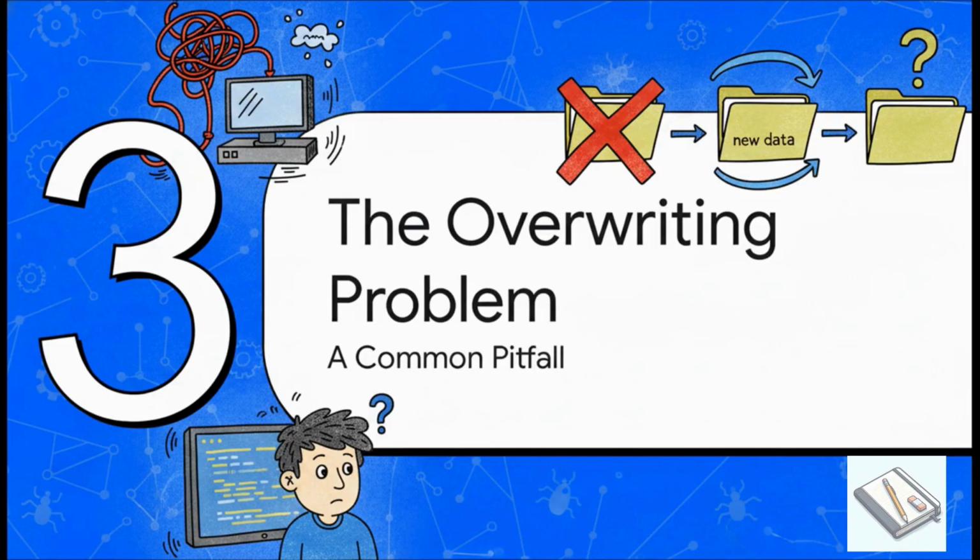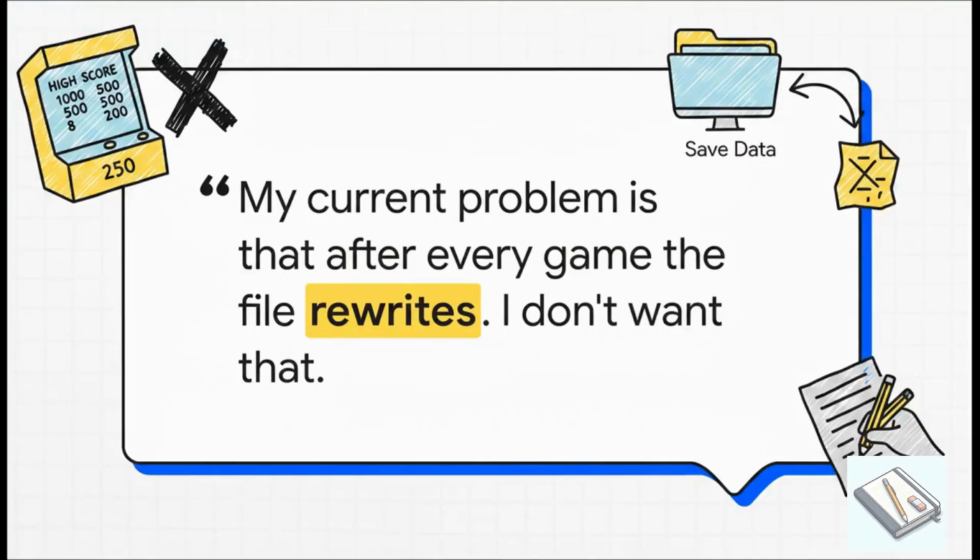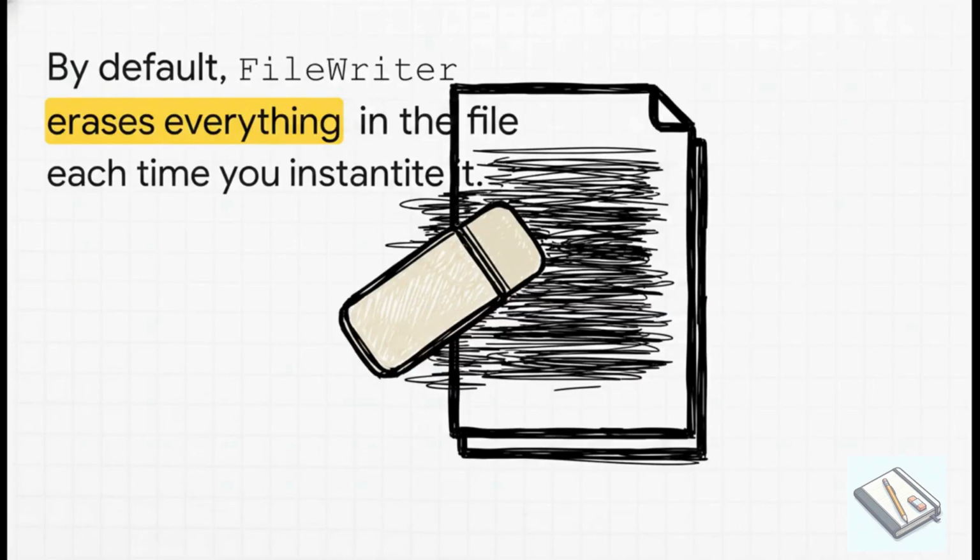Now, this all seems super easy, but it leads to one of the most common and frustrating problems for new developers. Let me show you what I mean with a real-world story. This is a real quote from a developer. They were trying to save high scores in a game, but every single time they saved a new score, the old one just got erased. Sound familiar? I bet it does. This is a super common trap. And the reason why is all about FileWriter's default setting. When you create it the simple way, its default mode is basically erase and replace. It treats the file like a blank slate every single time.